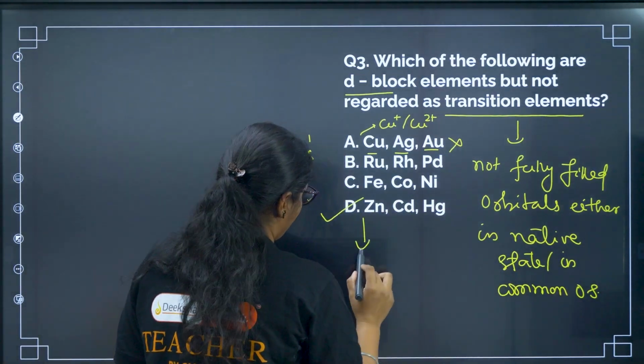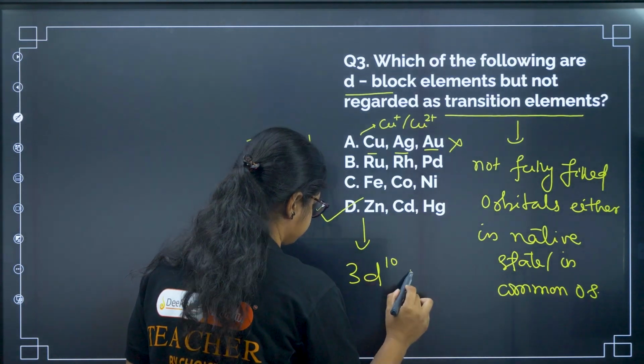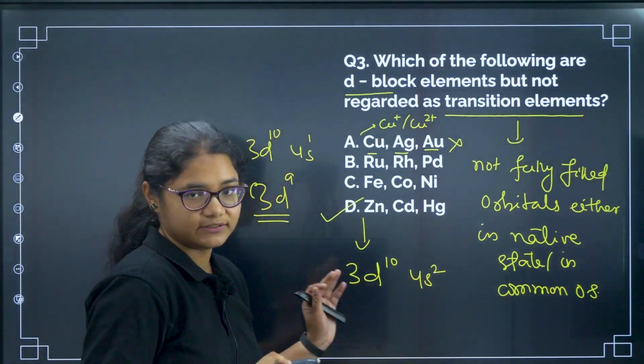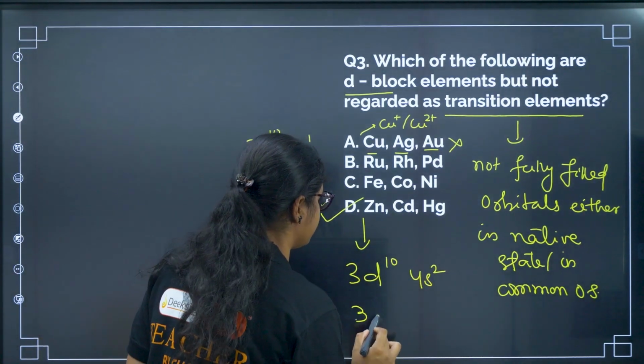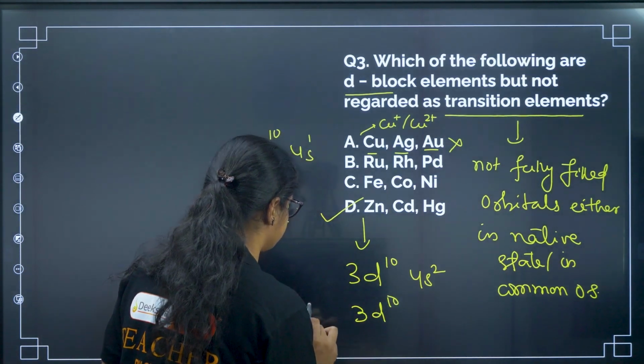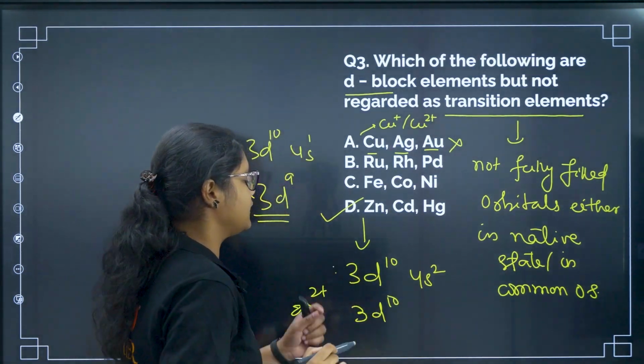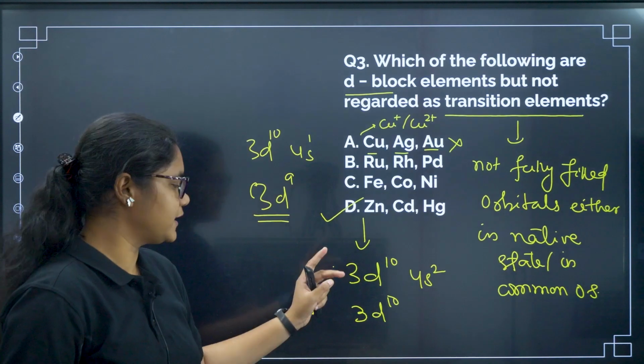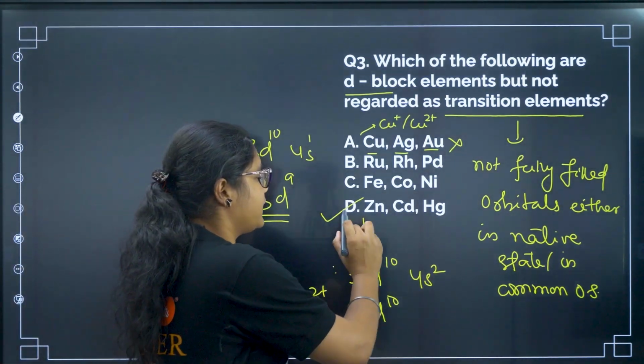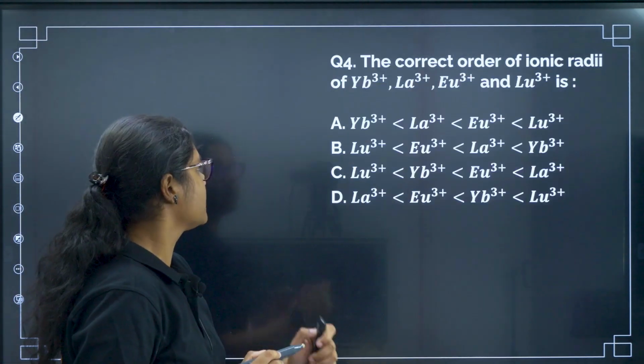Zinc electronic configuration is 3d10 4s2 in the ground state, and in the common oxidation state it is 3d10, which is Zn2+. So you can see in the native state and in the common oxidation state it is fully filled. So that is why the correct answer for this question is option D.